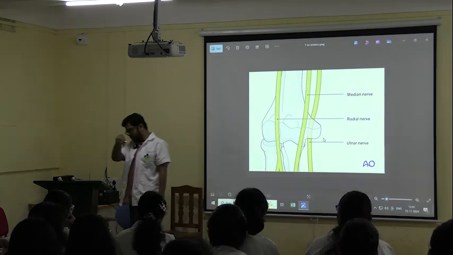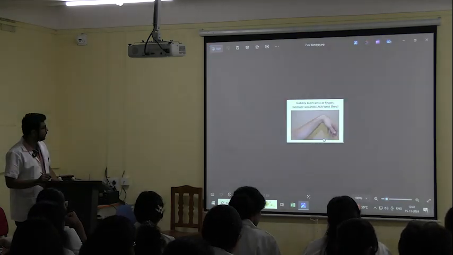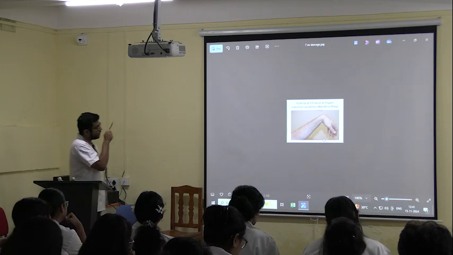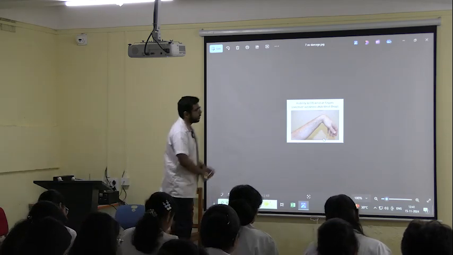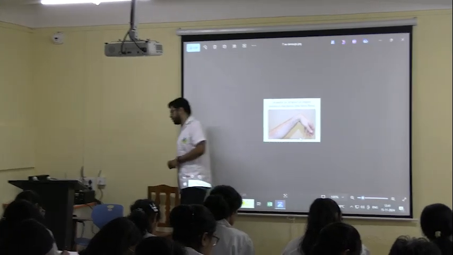This is called wrist drop. So if there is radial nerve injury, there will be this thing. Write it down. For radial nerve injury, there will be something called wrist drop.